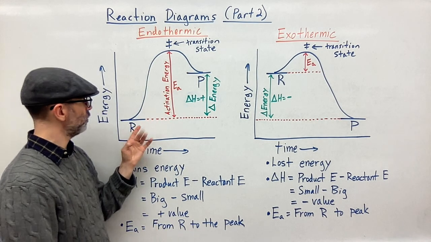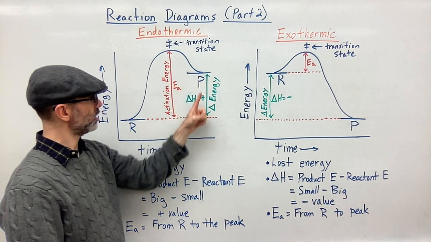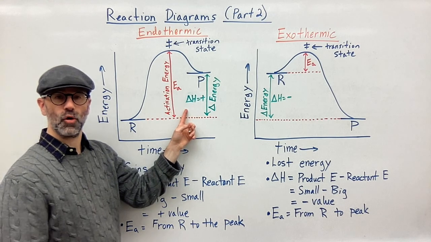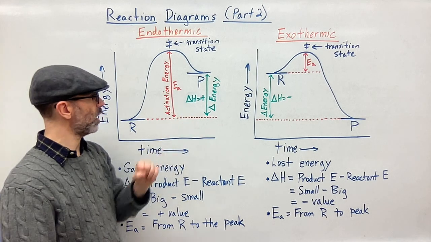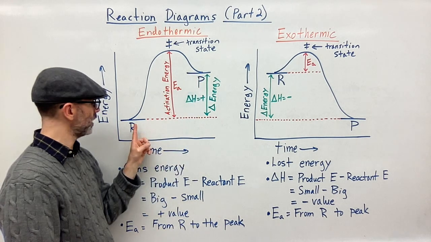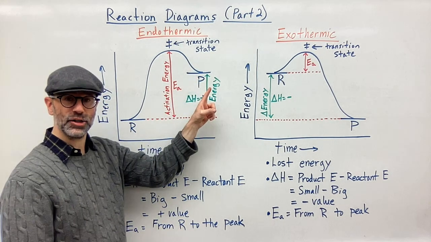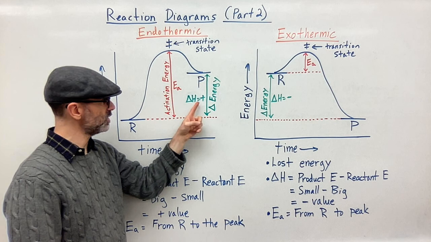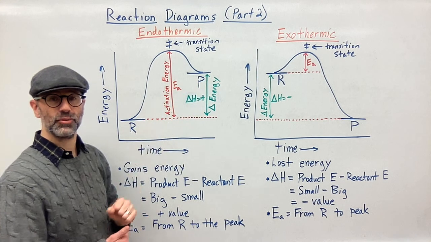The other thing I want to point out is the difference between the energy of the reactants and the energy of the product. Right here, this difference is called your delta H, or your change in energy, or change in enthalpy as it's often called as well. This represents the difference in energy between reactants and products. Since the products have a higher energy than the reactants, your delta H, the change in energy, is going to be positive because it's gaining energy. Products have more energy than reactants.